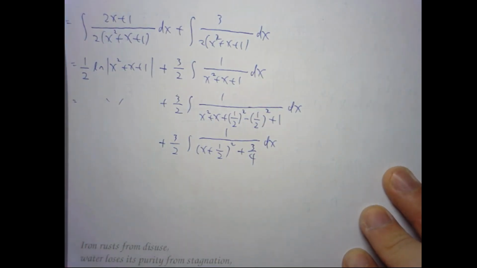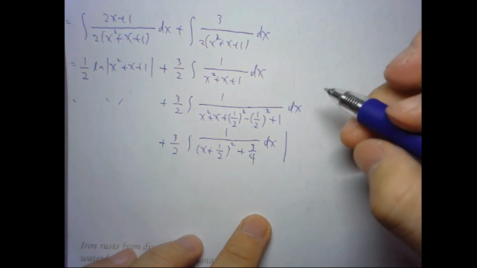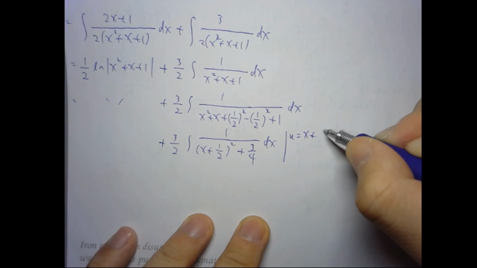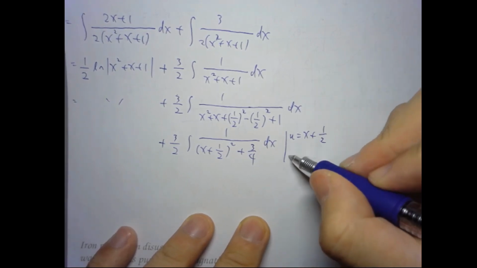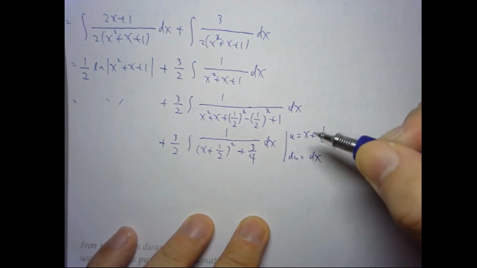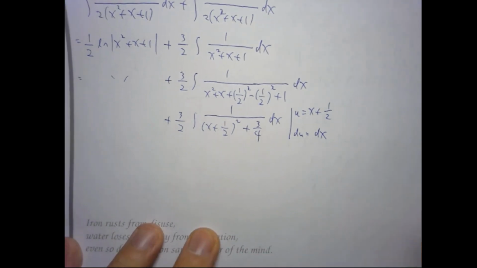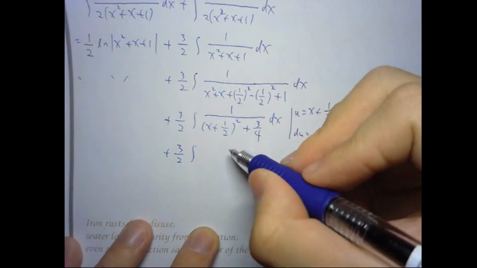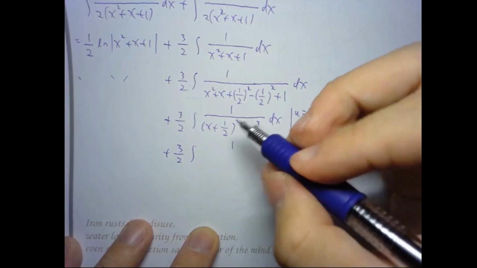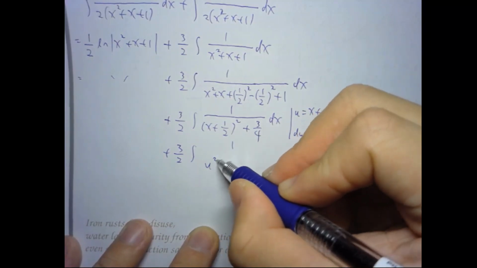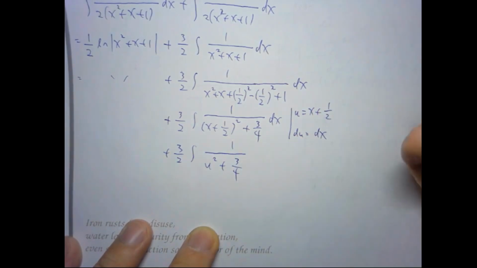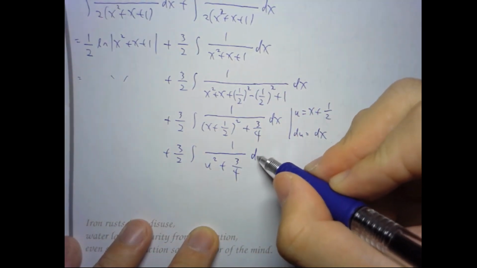Here I will use simple substitution. u equals x plus 1 over 2, and then du equals dx. So I replace the x world with the u world, as the Blackpack website said. This is u squared plus 3 over 4, like this, and at the back is du.